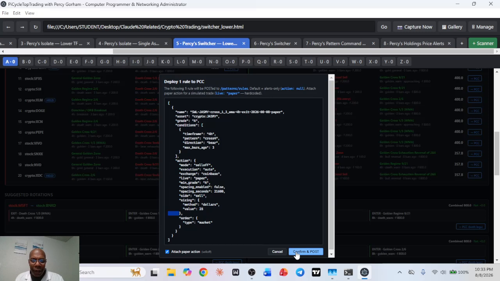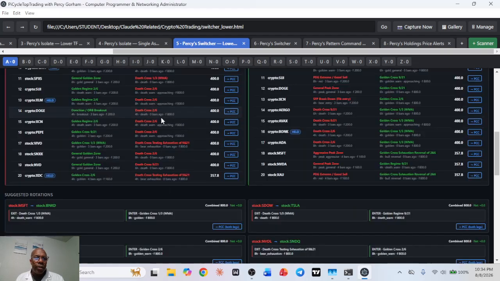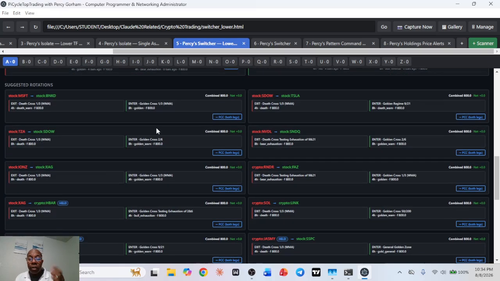If I confirm and post just one button, it goes into the Pattern Command Center where I can change it from a paper trade, work some things around, and change it into an actual live trade to initiate movement on an exchange such as Coinbase, Robinhood, or Alpaca. Okay. All right.